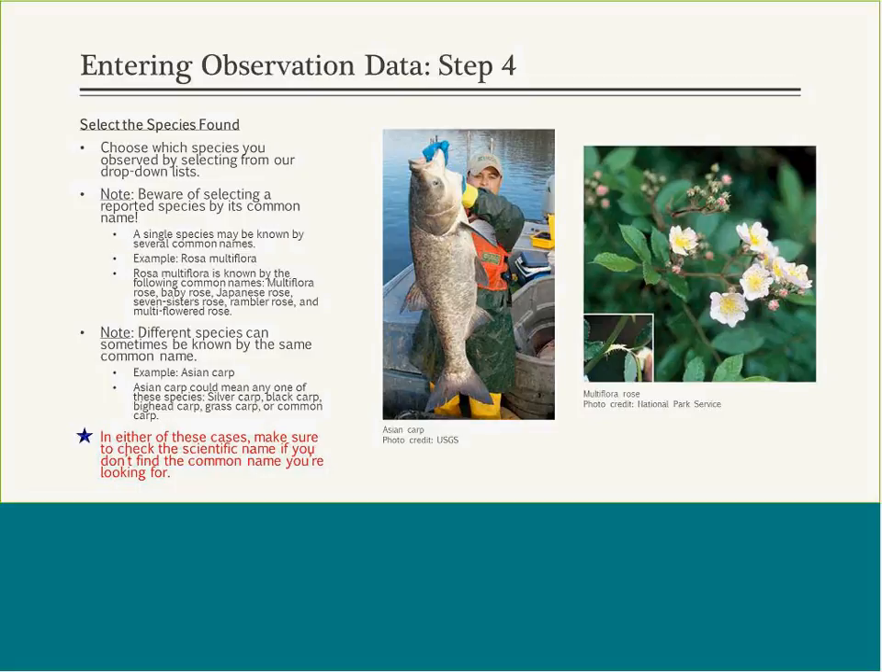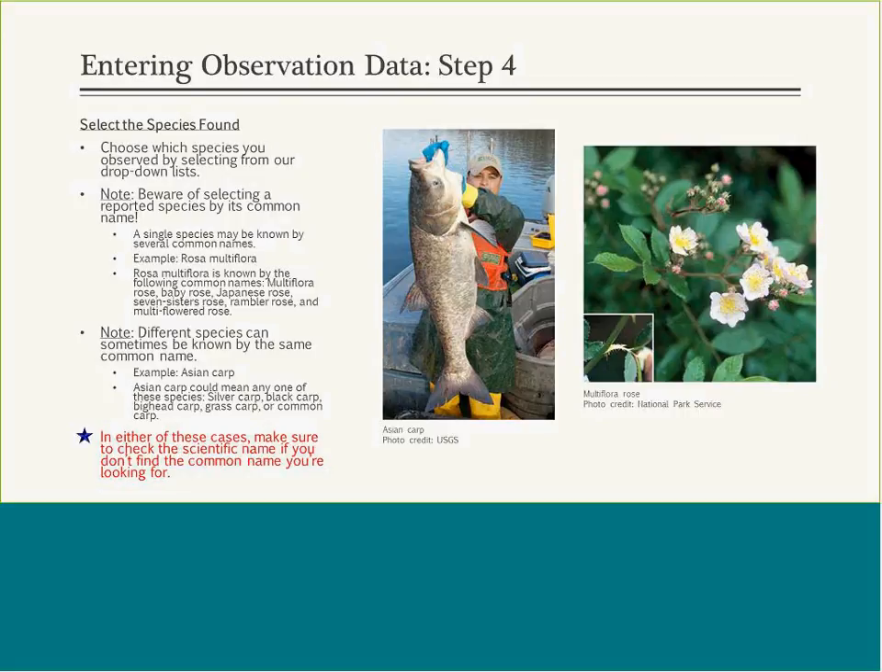Sometimes a single species can be known by several different common names. An example of that is multiflora rose. The species is actually known by a bunch of different common names. It's going to be multiflora rose, baby rose, Japanese rose, seven sisters rose, rambler rose, and multiflowered rose. So if you know multiflora rose by a different common name and you're looking for it under that common name, you're not going to find it. But again, really, the best way to do that, if that's the case, is to look under the scientific name, because there's only going to be one scientific name.